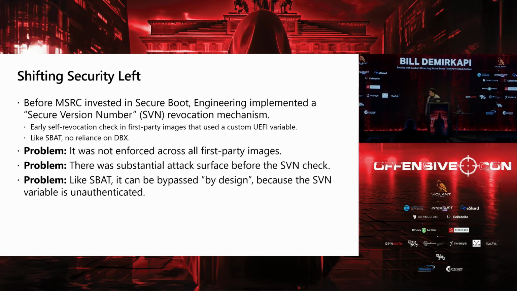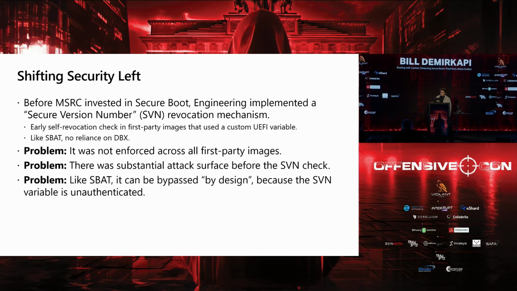But here's the problem. It wasn't enforced across all images. There was a lot of attack surface that came before the SVN check. And like SBAT, it can be bypassed by design because the SVN variable is unauthenticated. For example, if I was a physical attacker, what I could do to bypass this is, number one, bring the Linux shim, install my own machine owner key, execute code, and then just delete the SBAT or SVN variable.